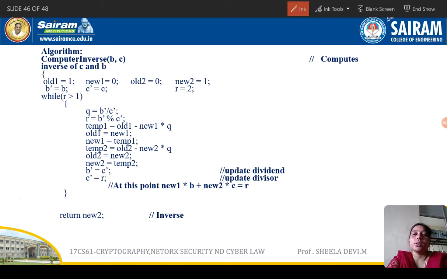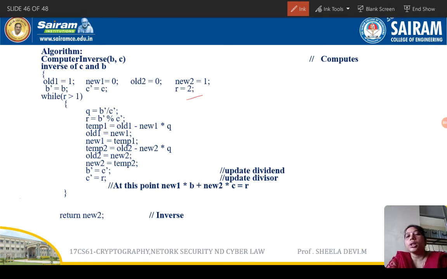What is B dash here? B is the value 79, so B dash will be 79 and C dash is equal to C, which is 12. Initially we assume the value of R is 2. So while R is greater than 1, we have to check. In the first step, since we are assuming R is equal to 2, it will satisfy the condition that R is greater than 1.